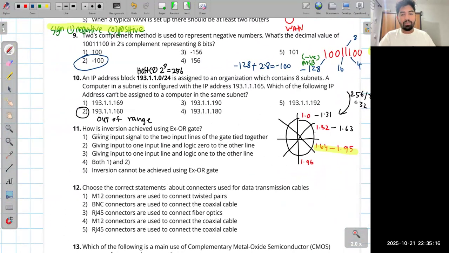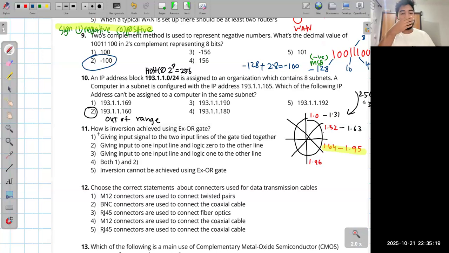How is the inversion achieved using XOR gate? How is the inversion achieved using XOR gate? XOR gate inversion. Giving input signal to the two input lines of the gate height, giving input to one input line and the logic 0 to the other line, giving input to one input line and the other. How is inversion achieved using XOR gate?